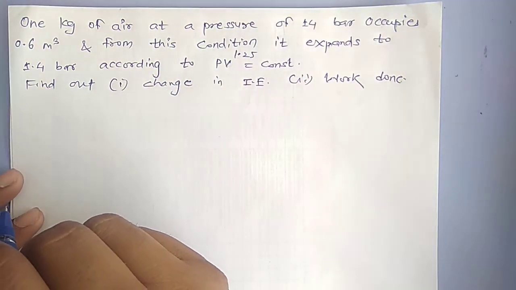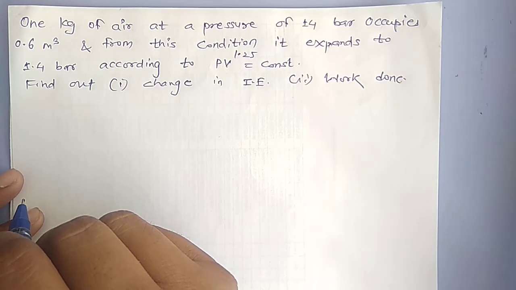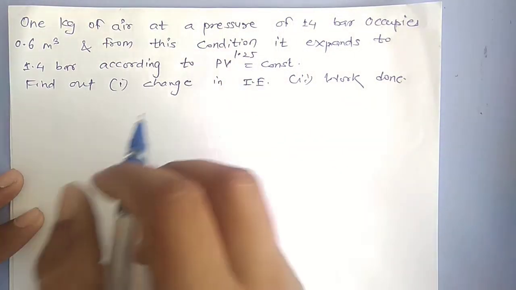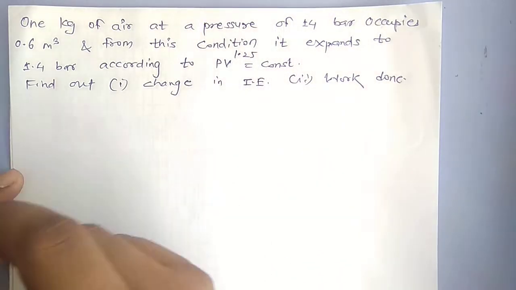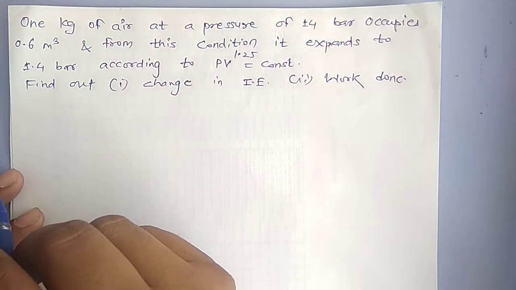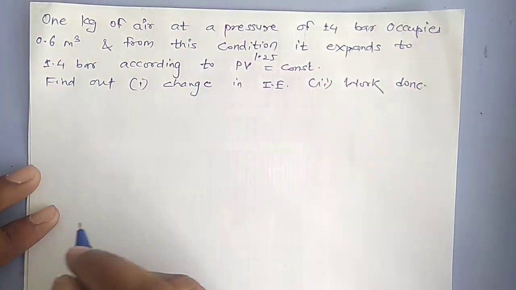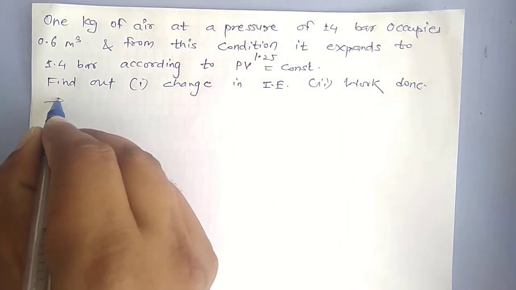According to PV^1.25 equal to constant, meaning PV^n equal to constant, here the value of n is given as 1.25. Find out the change in internal energy and work done. So firstly we can write the given data here.